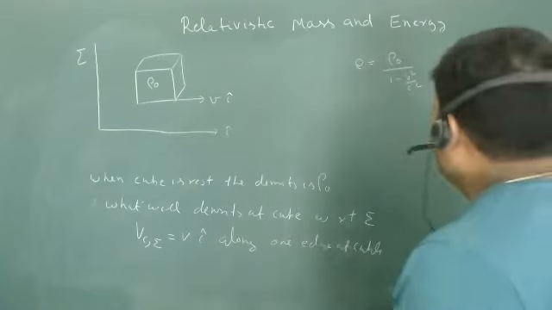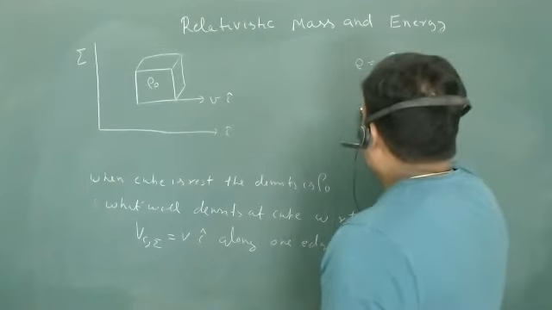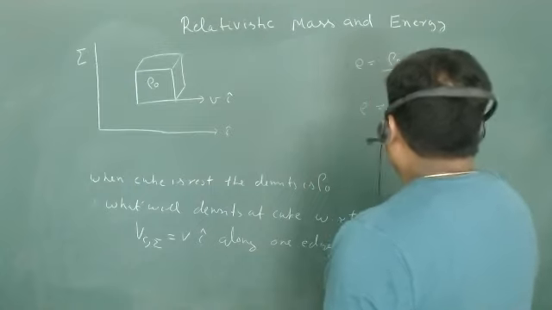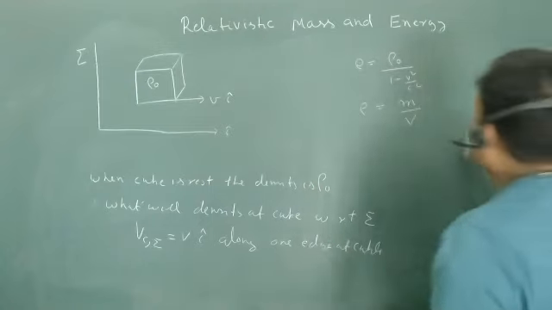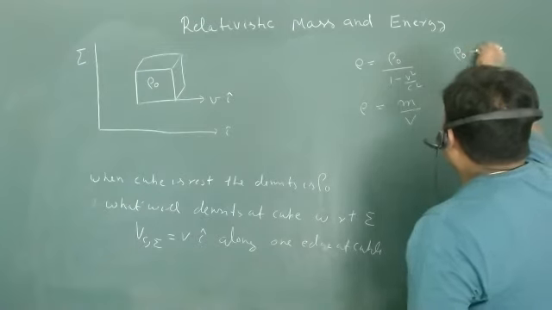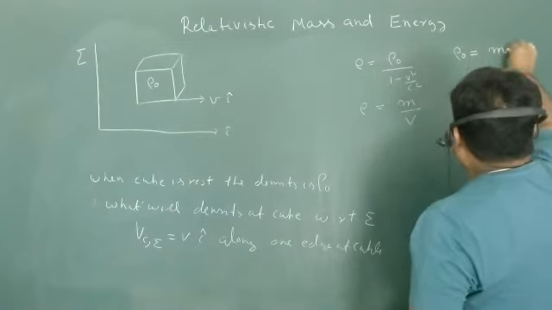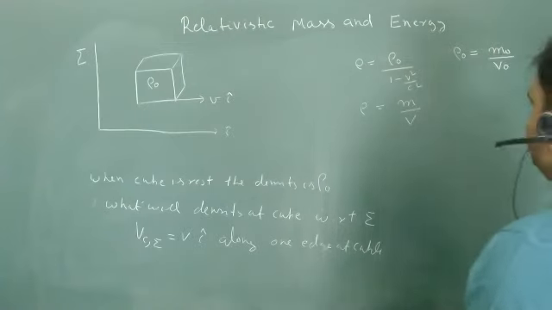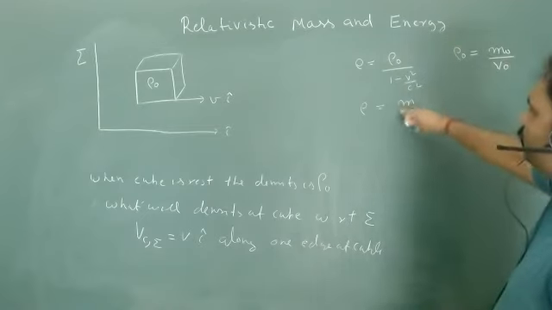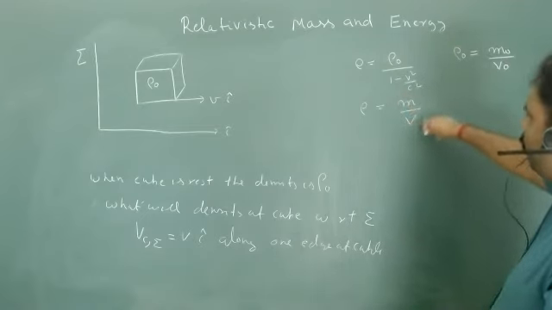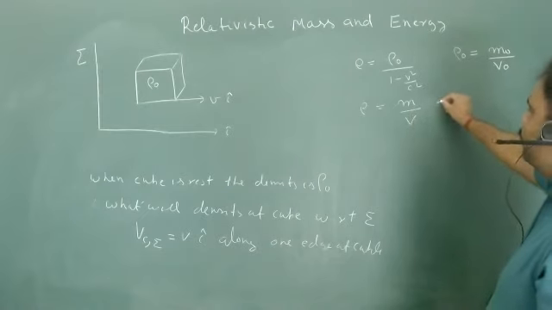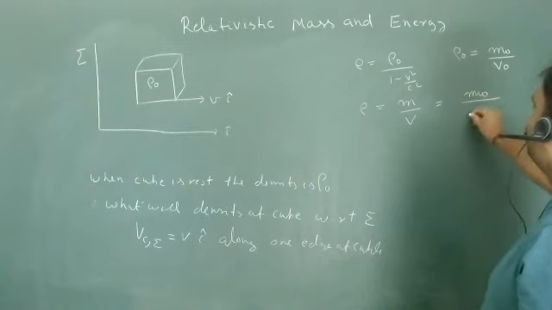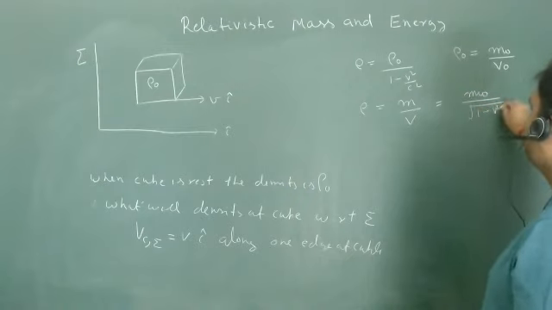How will you do this? Okay, don't worry. Rho is nothing but new mass upon volume. And rho naught is nothing but rest mass upon rest volume, isn't it? So here the mass will also change and the volume will also change. How is the mass going to change? The mass is going to change to m naught root under 1 minus v square upon c square.